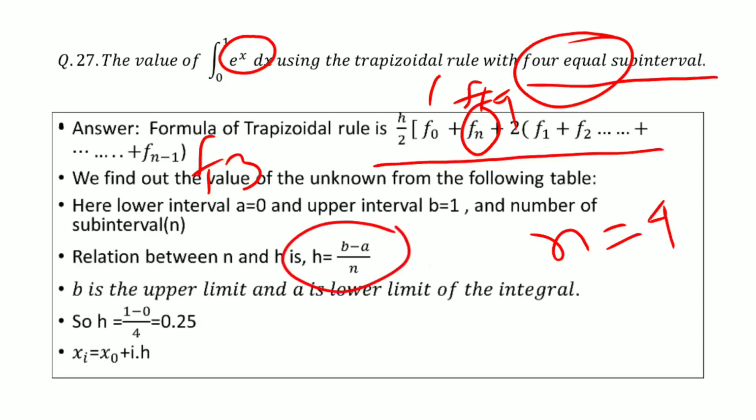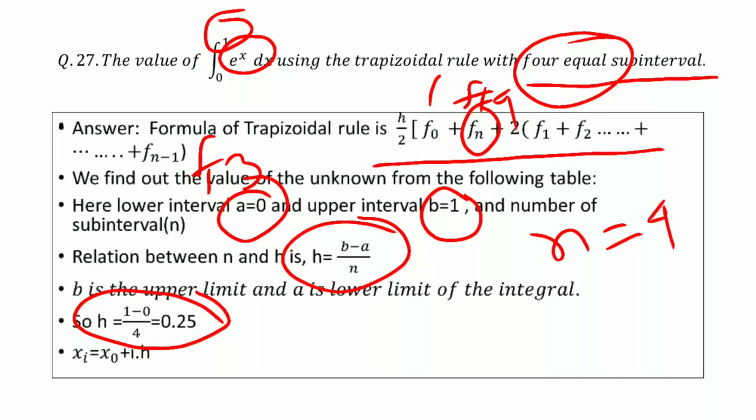Now what is the relation between h and n? This is very vital here. h is the step length and n is the number of subintervals. Small b is the upper limit of the integration and small a is the lower limit of the integration. That is, we have the lower limit a equal to 0 and upper limit b equal to 1. Now h is equal to b minus a by n. So we have h equal to 1 minus 0 by 4, that is 0.25.